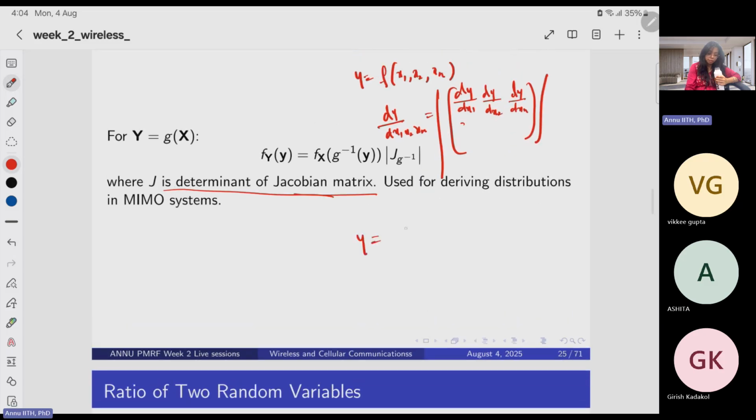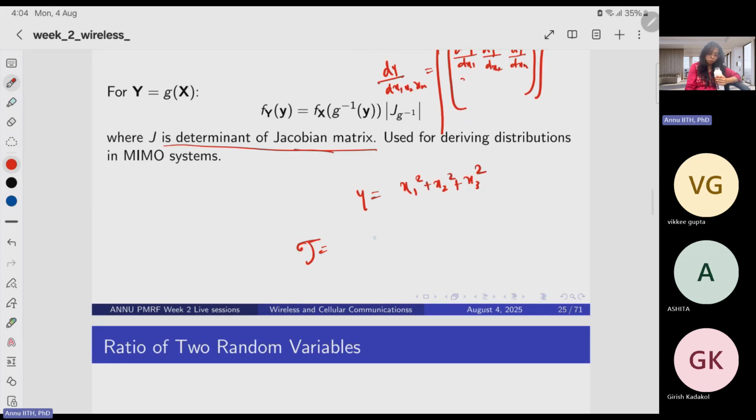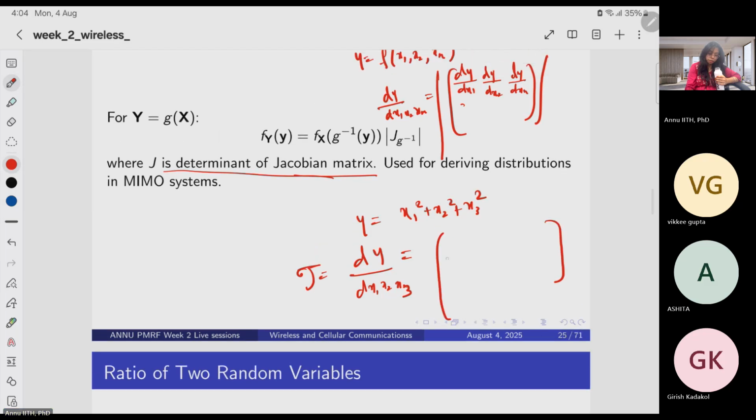Determinant, why? Suppose y is x1 squared plus x2 squared plus x3 squared. So what is the Jacobian matrix? It is d of y divided by d of x1, x2, x3. So here it will be d of (x1 squared plus x2 squared plus x3 squared) by d of x1, then d of x2, plus d of x3.